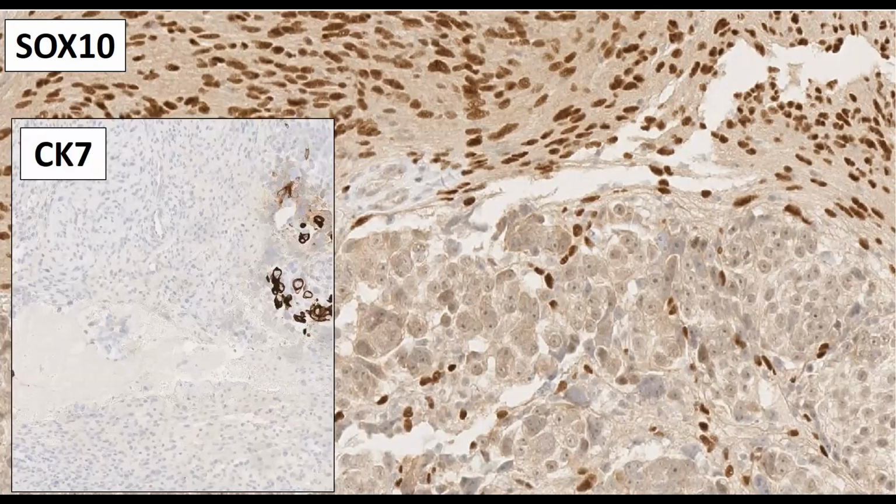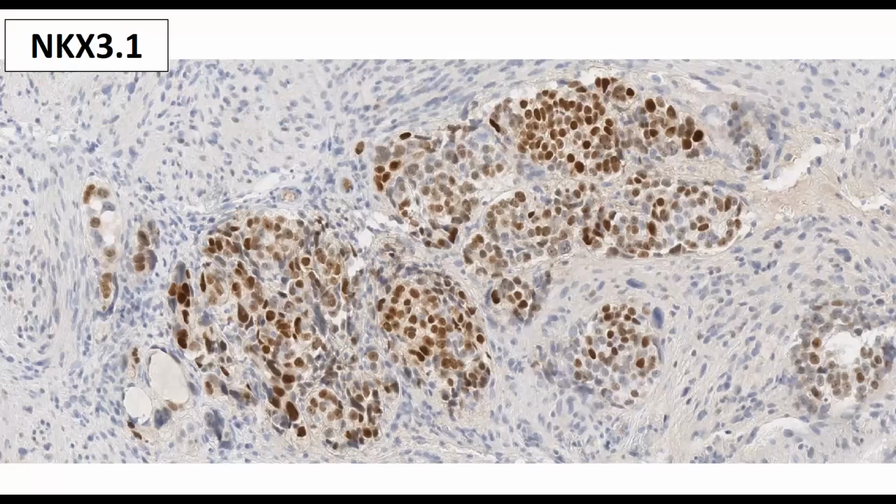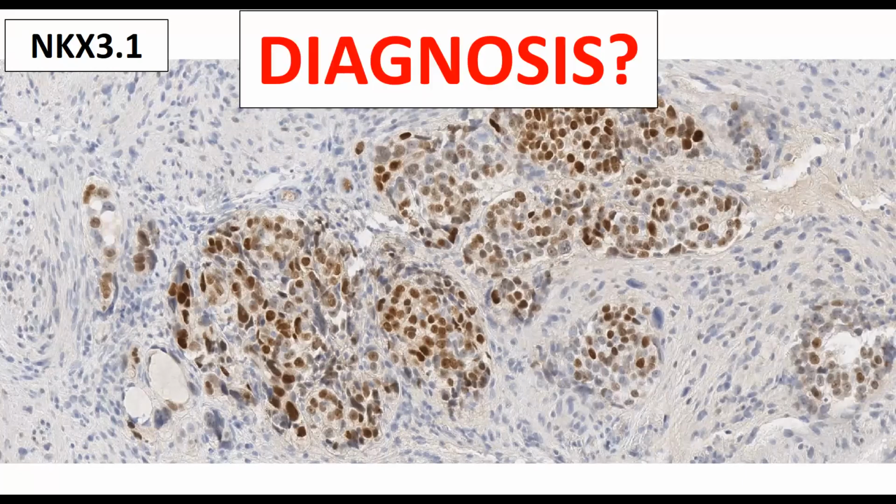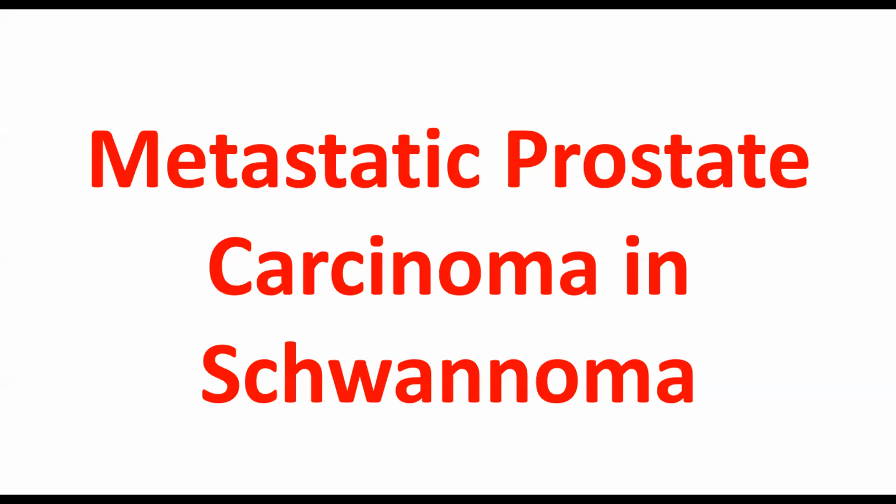All right, here's a CK7, keratin 7. Again, this is all the schwannoma in the left part, and this is our little cluster of cells, 4+ cytoplasmic expression of keratin. All right, and NKX3.1. What is your diagnosis? Metastatic prostate carcinoma in schwannoma. Wow, based on one tiny microscopic focus.